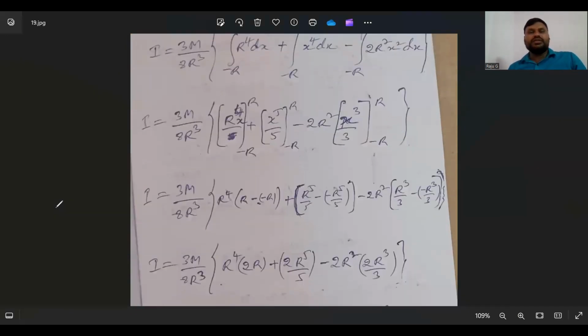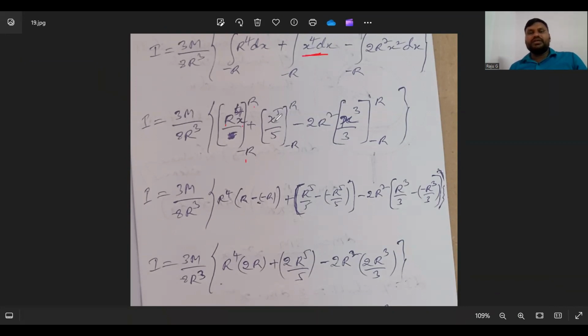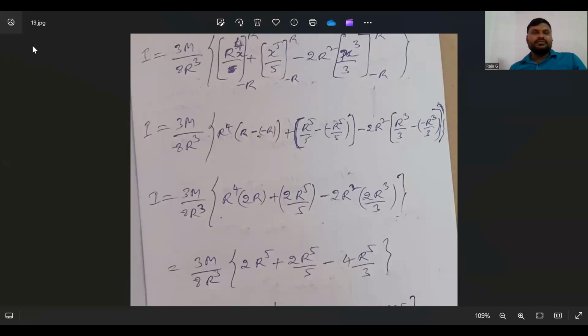After doing the integration, for the first term we will get r power 4 into x, with minus r to r as the limits. The second integration will be x power 5 by 5 from minus r to r. Minus 2 r square, as 2 r square is a constant in the integration, and the x square integration will be x cube by 3, varying from minus r to r. After substituting the integration limits, we will get r power 4 into, in the place of x, we substitute r, minus, while substituting the lower limit, you need to keep minus. That's why we kept minus here.